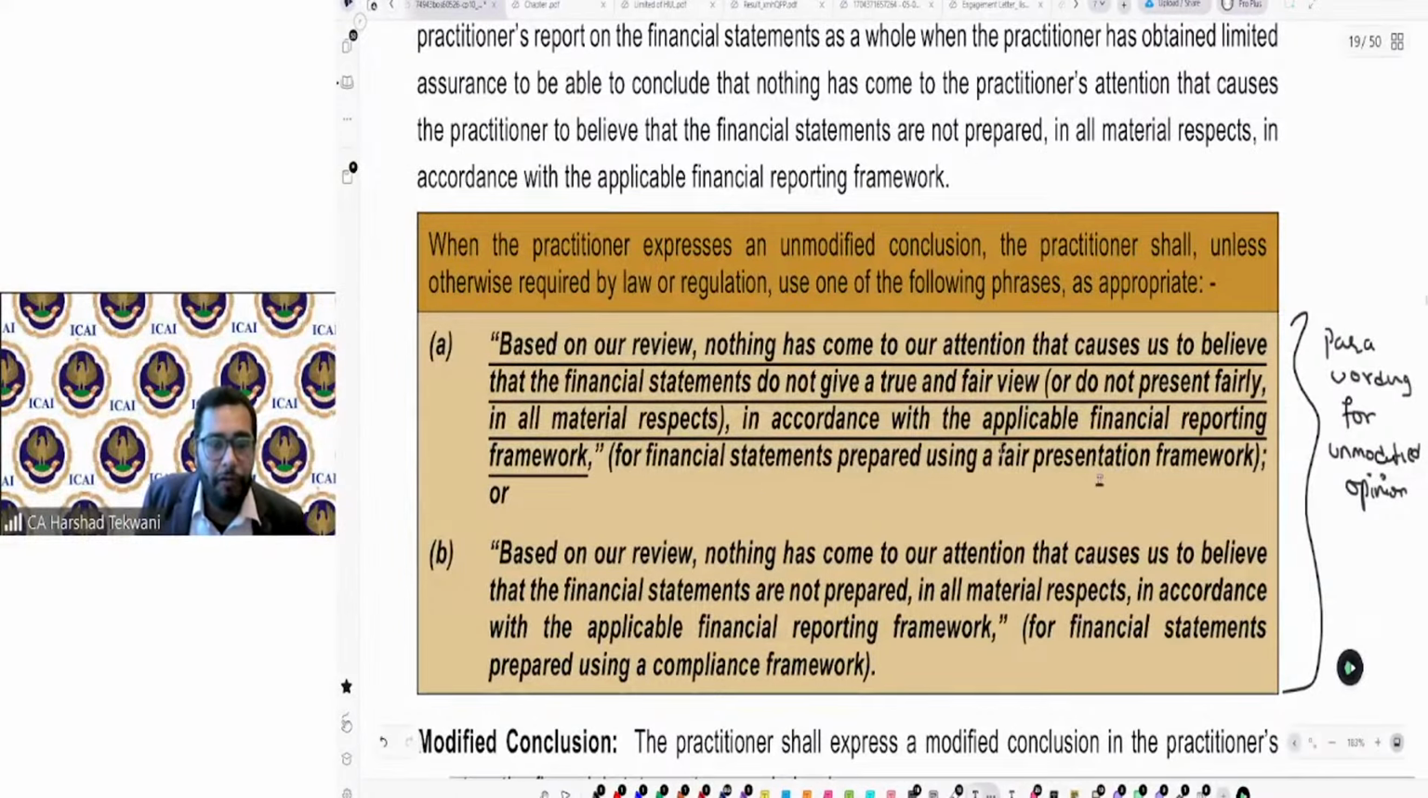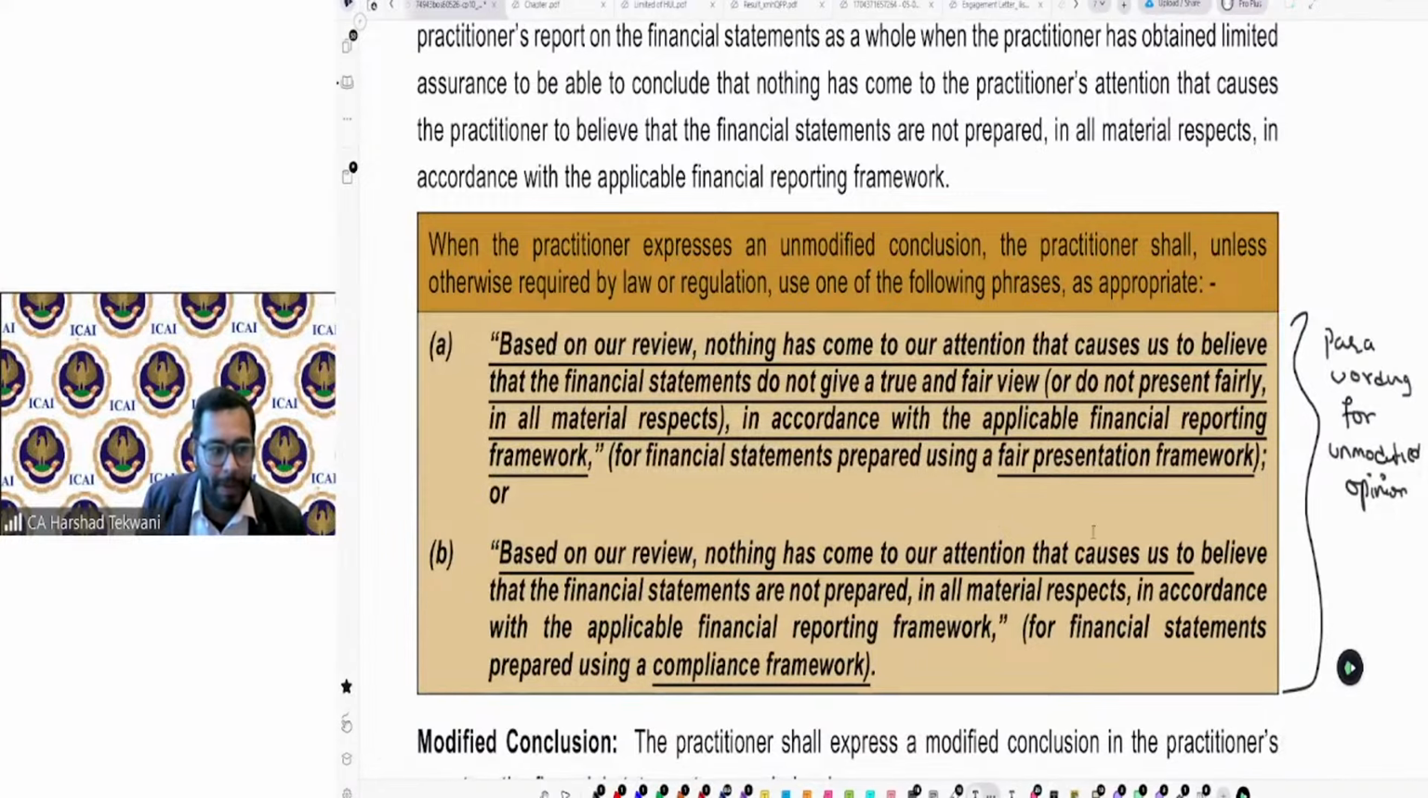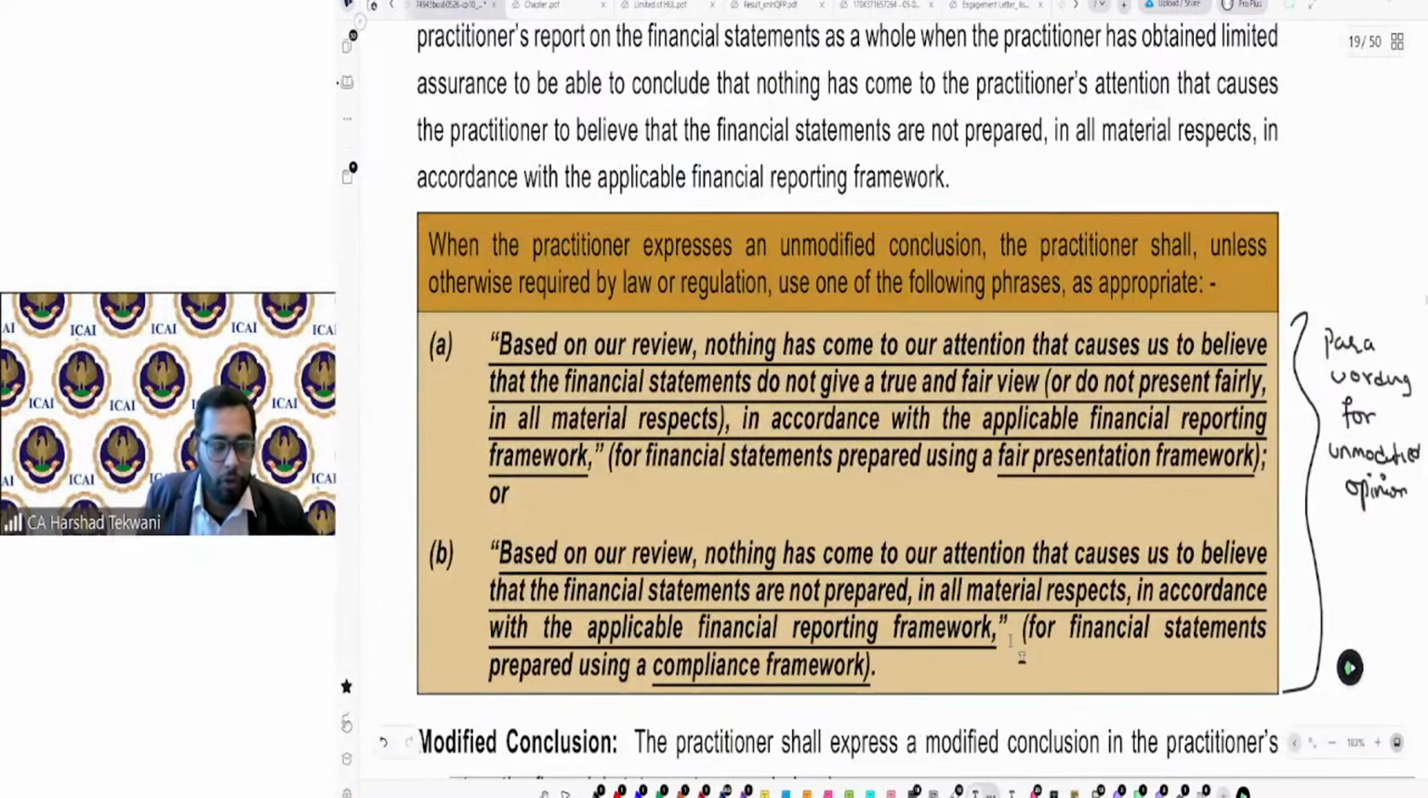Now, these are for financial statements prepared based on the fair presentation framework. On the other line, for a compliance framework, it says that based on our review, nothing has come to our attention that causes us to believe that the financial statements are not prepared, in all material respects, in accordance with the financial reporting framework. So based on your framework, you have to add one of the paragraphs in your opinion.